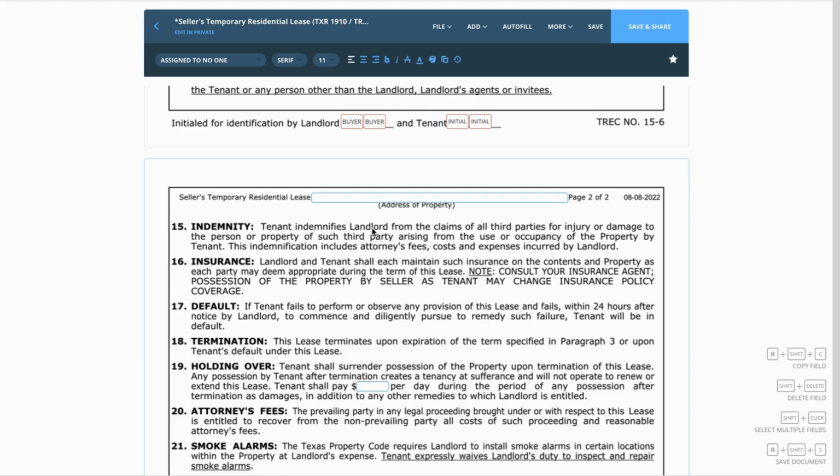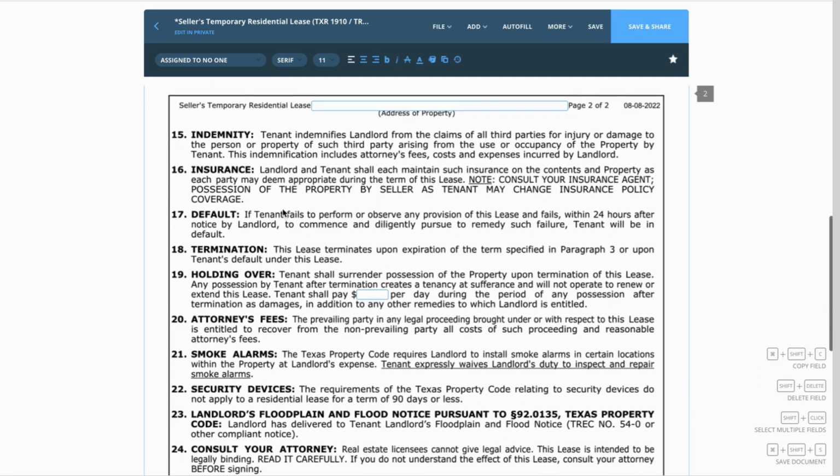Tenant indemnity indemnifies the landlord from claims of a third party for injury or damages to the person or property of such third party arising from use or occupancy of the property by the tenant. This includes attorney fees, costs, and expenses incurred by the landlord. Insurance, because this is very important: landlord and tenant shall each maintain such insurance on the contents and property as such party may deem appropriate during the term of the lease.